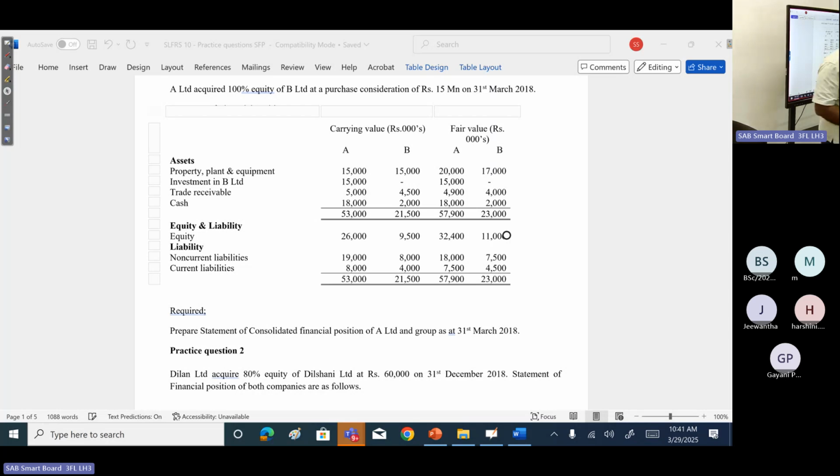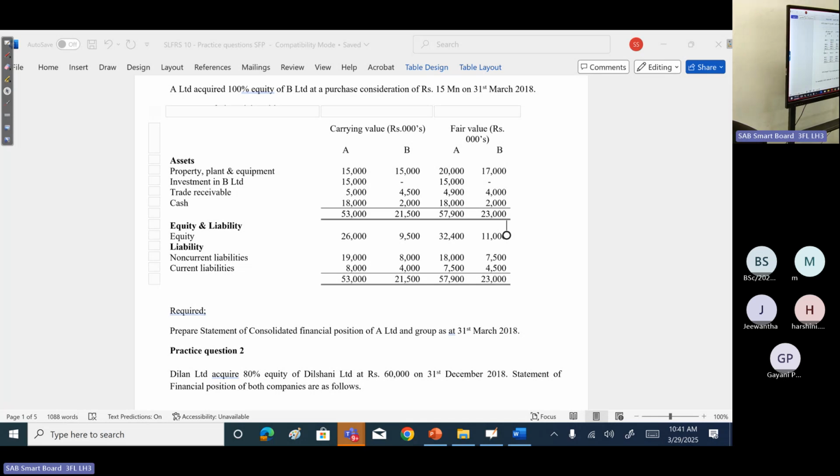In this case, the preparation date and the acquisition date are the same. No NCI. 100% acquisition. A acquired, very simple. A very simple question. The acquisition date and the preparation date are the same. No NCI. Following question.